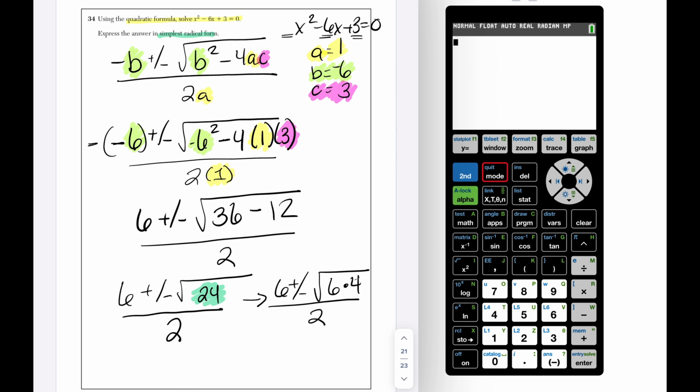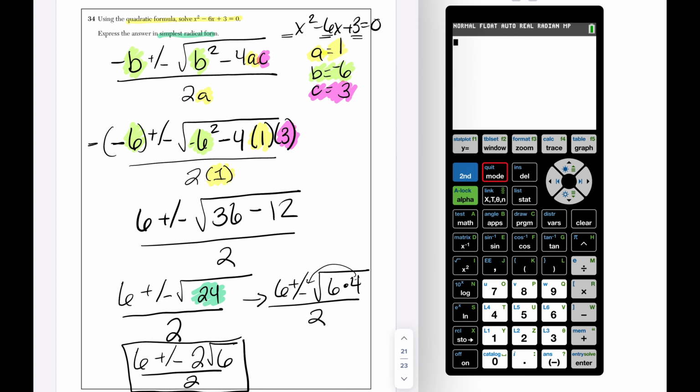Now I can work on that square number, and I know that square number is going to be 2. So I can end up with 6 plus or minus 2 square root 6 over 2. And I can leave my answer like this. This is fine. I can leave it just like this. That's all they really want us to do.